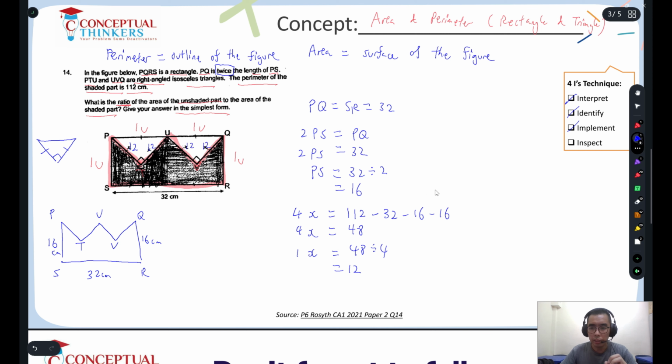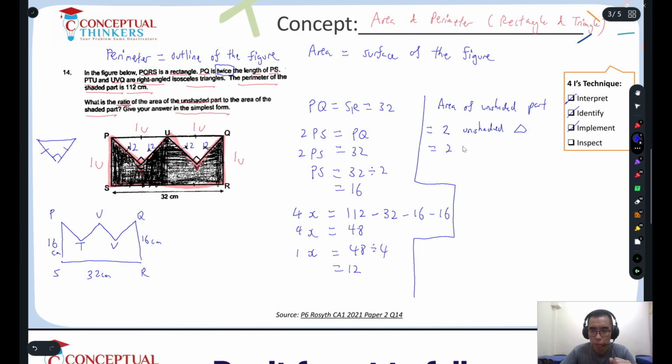Okay. Now the next step I'm going to do is calculate the area of the unshaded part. So let's split this up and do it on the right side here. So the area of the unshaded part is basically the area of two triangles, right? So we need to find the area of two unshaded triangles.